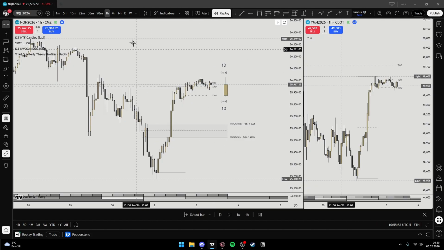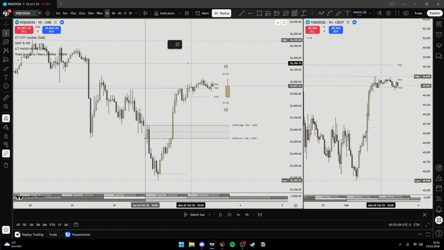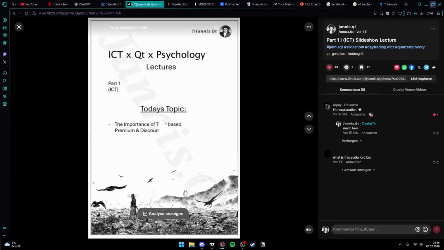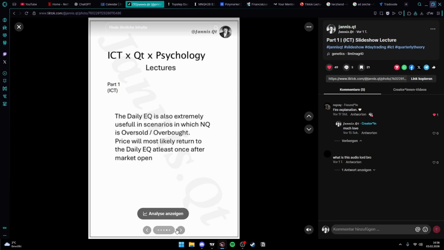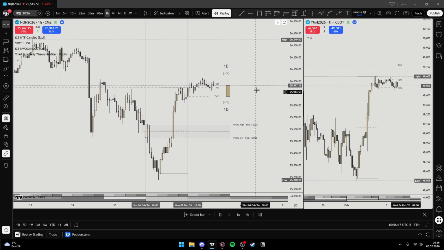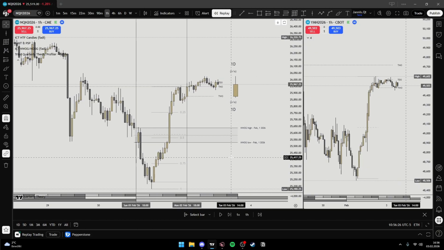And that was my first idea, but then I marked out the time-based equilibrium. And if you don't know why time-based equilibrium is so important, I have a TikTok about it. You can check it out on my YouTube, TikTok, sorry. I'm doing lectures on ICT and QT right now. So that's on time-based equilibrium. So I'll mark that out. So that's like the clear draw, and that's near the CE of the new week opening gap.